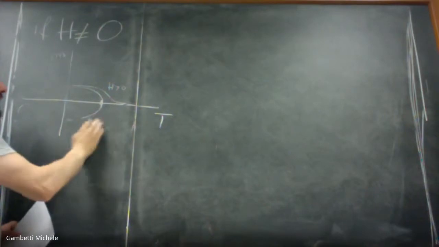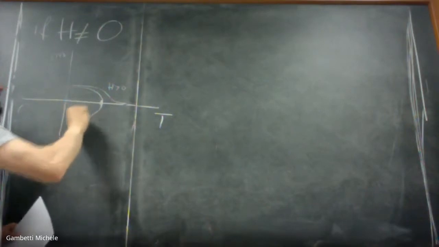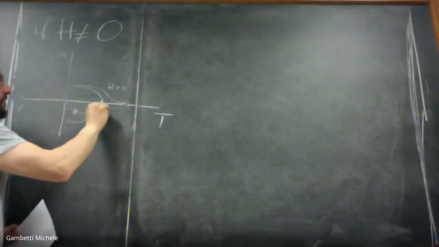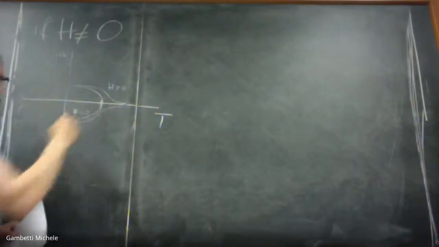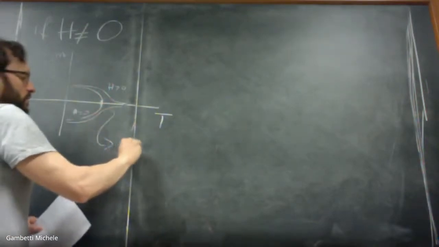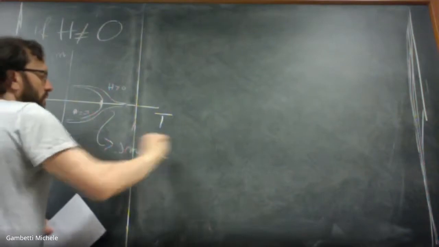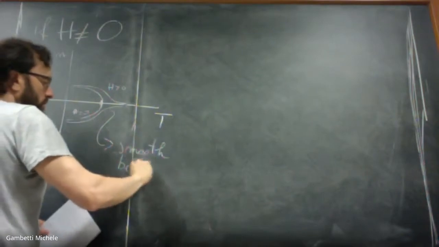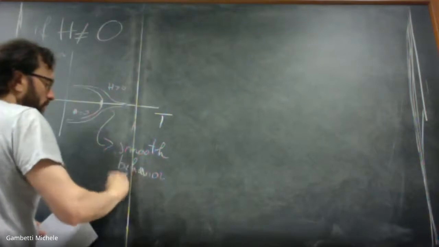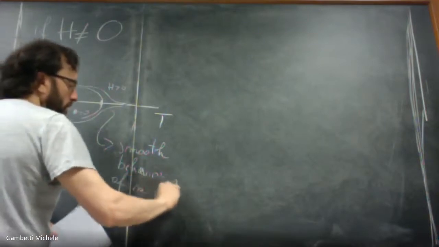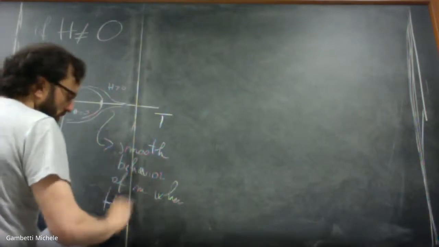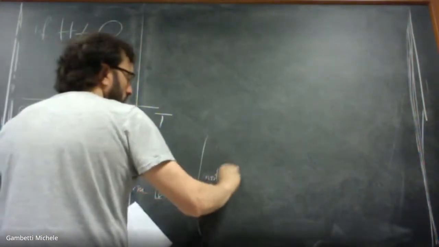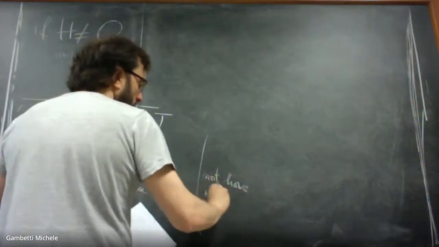Okay, and let me put this h equals 0 here. If the magnetic field is negative, this M goes the other direction, okay? So I have in any case a smooth behavior of M when H is different from 0. So in this case, I do not have a phase transition.